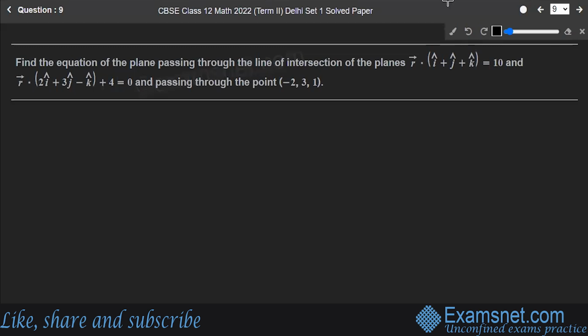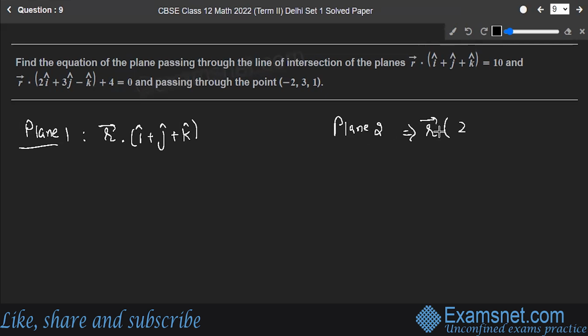Question number 9. You have to find the equation of the plane passing through the line of intersection of these two planes, r dot (i + j + k) = 10, and r dot (2i + 3j - k) + 4 = 0, passing through this point. Now you are given that plane 1 is r dot (i + j + k) = 10, and plane 2 is given by r dot (2i + 3j - k) + 4 = 0, right?